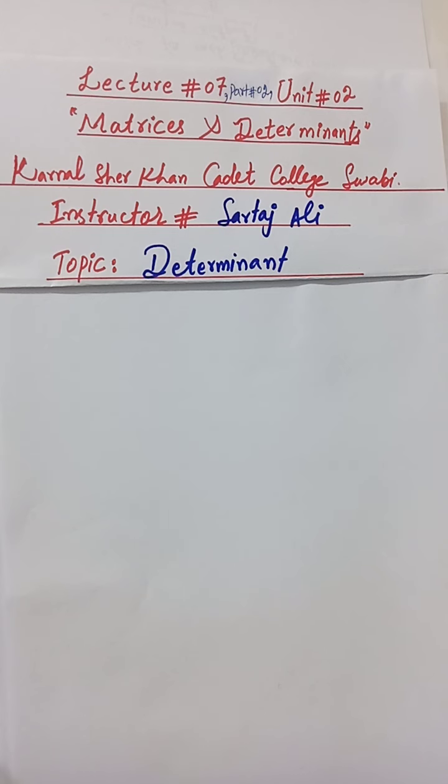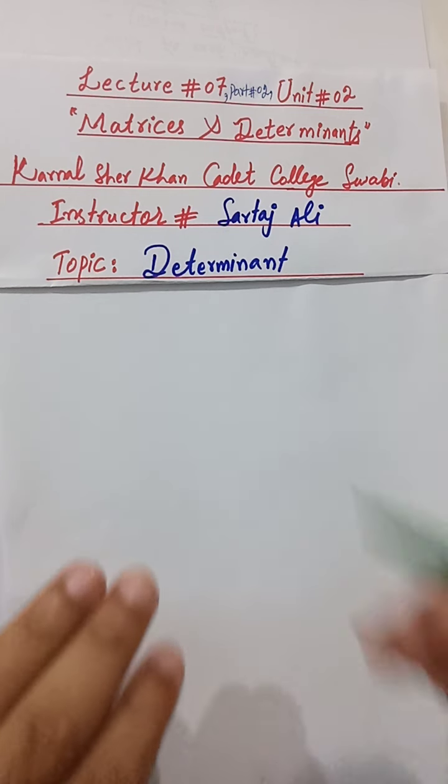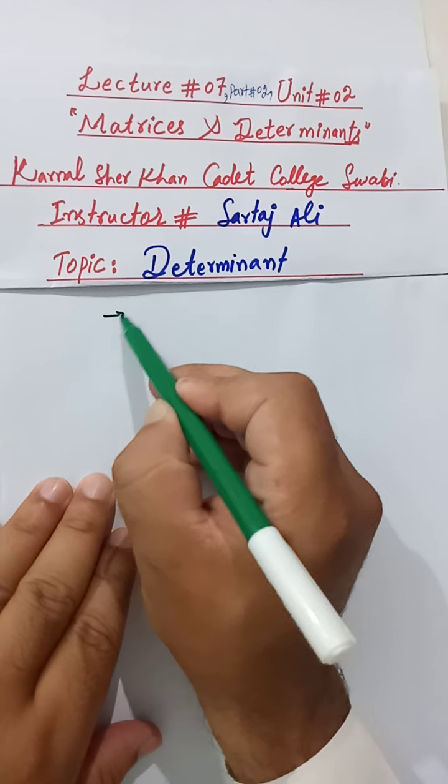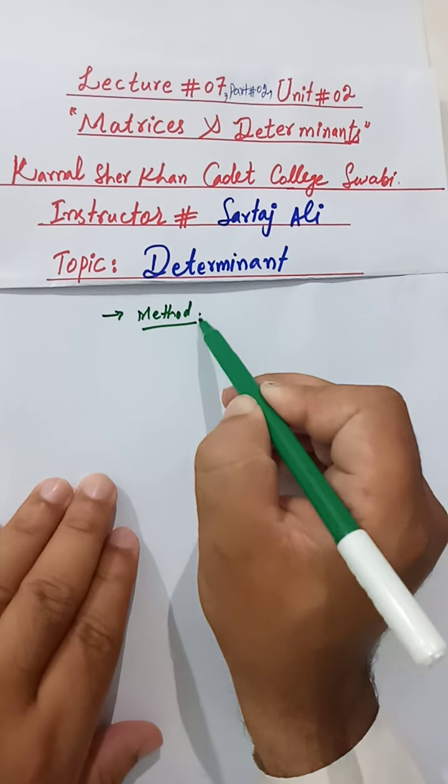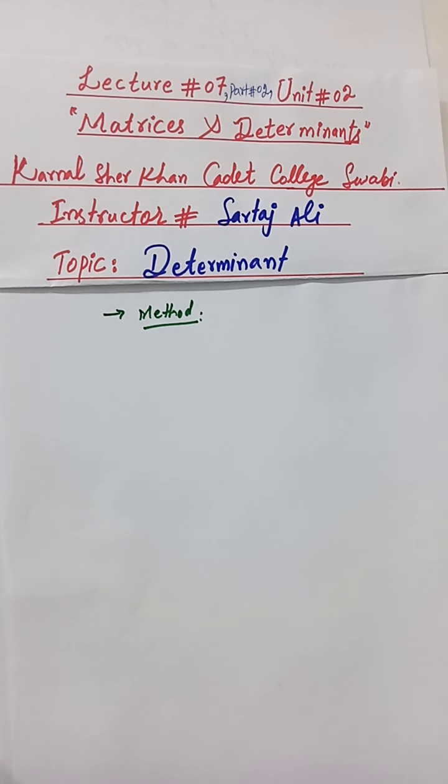The title of the unit is matrices and determinants. Topic is determinant. Now in this video lecture we will discuss the methods for finding the determinant of square matrices having different orders.